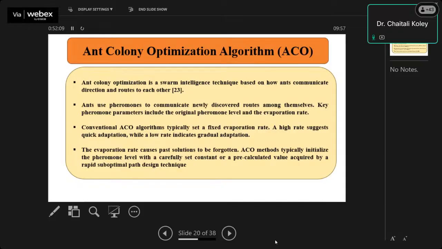Due to evaporation, the pheromone level of the longer path will reduce, which decreases the probability of selecting this path in future stages. So the whole colony gradually uses the shorter path with higher probability. This is the path optimization, and the path optimization is obtained. This optimization technique can also be used for antenna design.